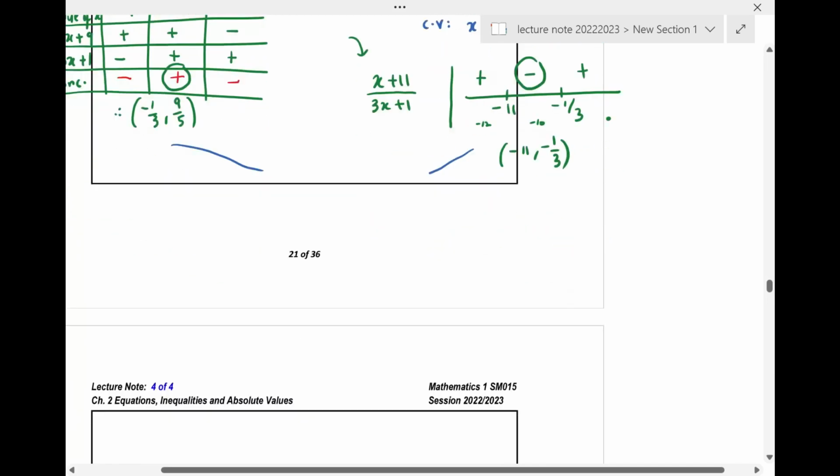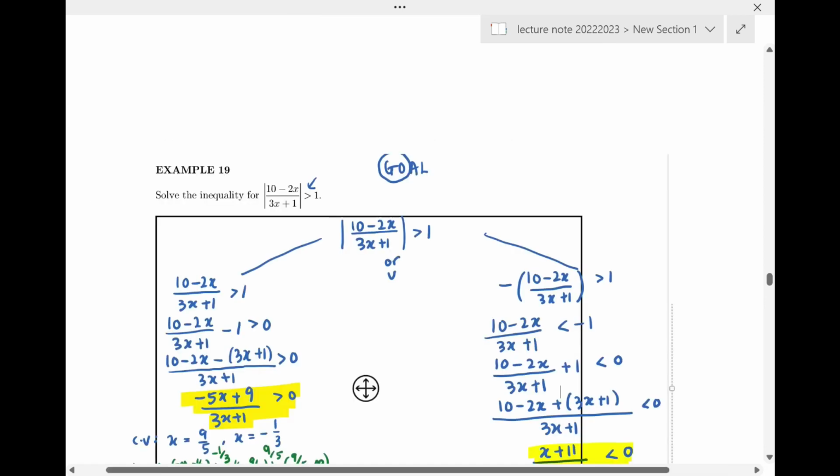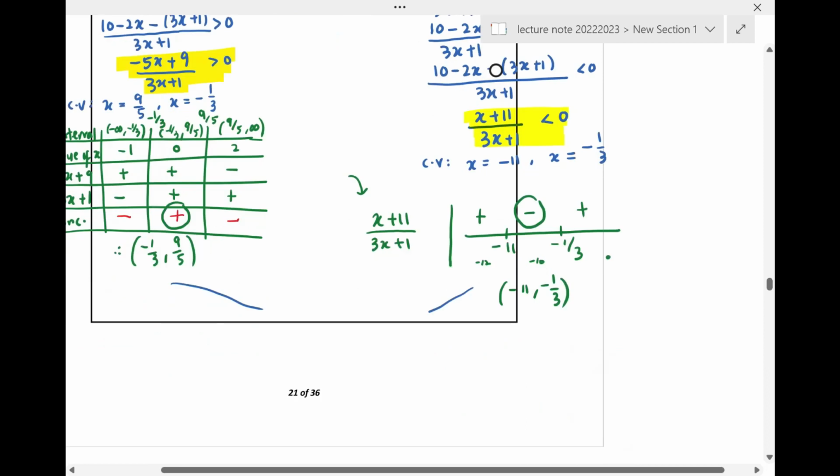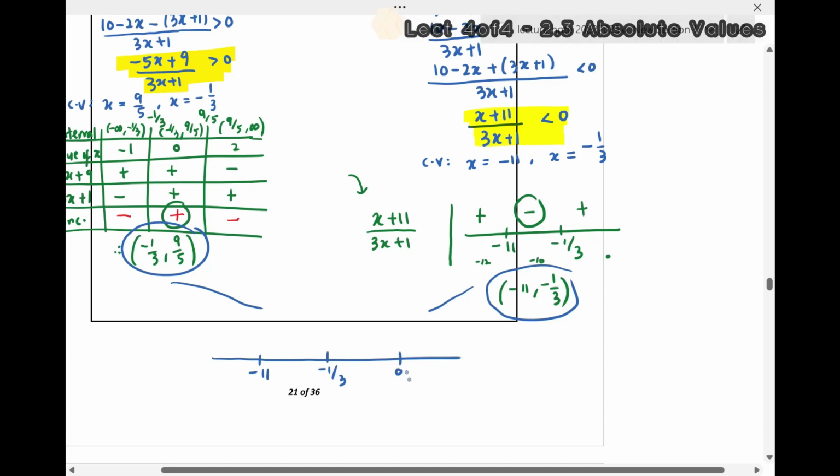We actually have a space down here, but never mind. I just use here. Okay, I'll just draw my number line and put all my numbers that are in here and here. Okay, but put them in order. So we first put negative 11 and then negative 1 over 3 and then lastly 9 over 5. Don't put negative 1 over 3 twice, because this is a number line. So we just have one negative 1 over 3.